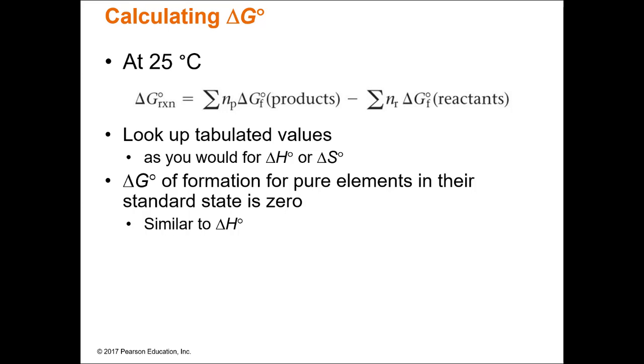So we've gone through some examples of that already with both enthalpy and entropy. So it's the same thing here. The main thing is that you know which table to look that value up on. You might be looking up tabulated values, so again, similar to either enthalpy or entropy. And then if you're finding the Gibbs free energy of formation for pure elements in their standard state, it will always be 0. Okay, so this is how we would do this for a reaction at 25 degrees.